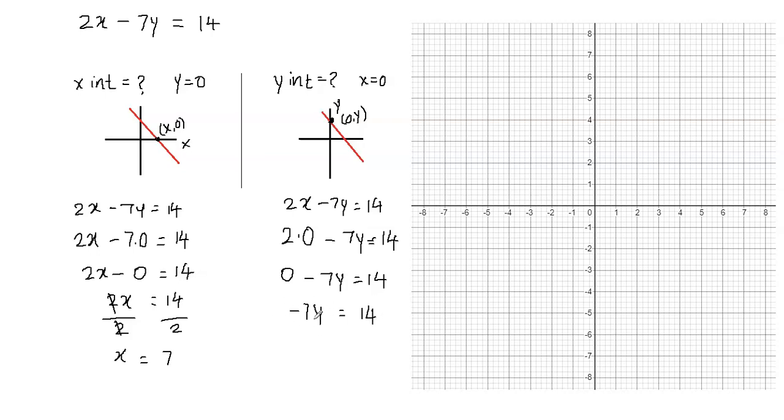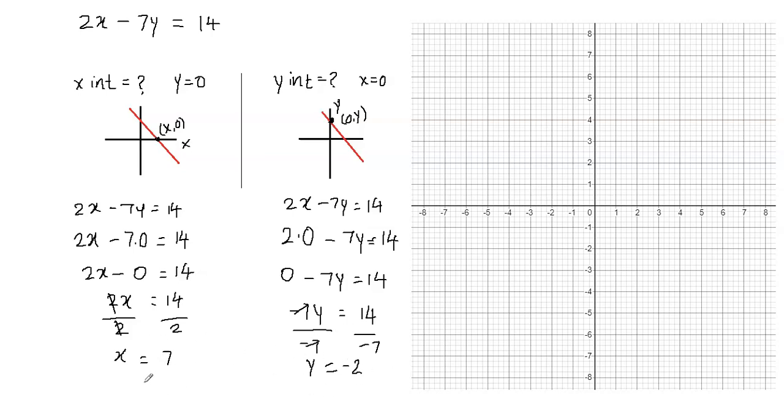Now to get y by itself, all I need to do is divide both sides of my equation by negative 7 because I need to get rid of this negative 7. So let's divide both sides by negative 7. Negative 7 and negative 7 are going to cancel out each other. We got y on the left-hand side. On the right-hand side, 14 divided by 7 is going to give us negative 2. Now I got my x-intercept, I got my y-intercept.